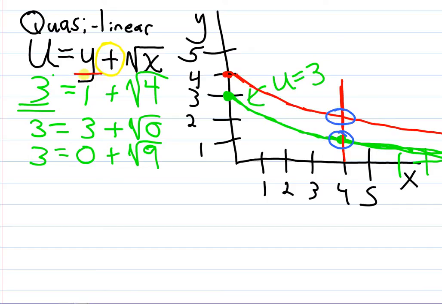Now we could just as easily have a function like this, utility equals 2y plus the square root of x, and that would also be a quasi-linear utility function, although it would give us slightly different answers. What's going on here is as we get more x, our marginal utility is decreasing for each additional unit of x. But as we get more y, our marginal utility is always constant. One more y always gives us one more util. But one more x, well, we get decreasing additional utility there.